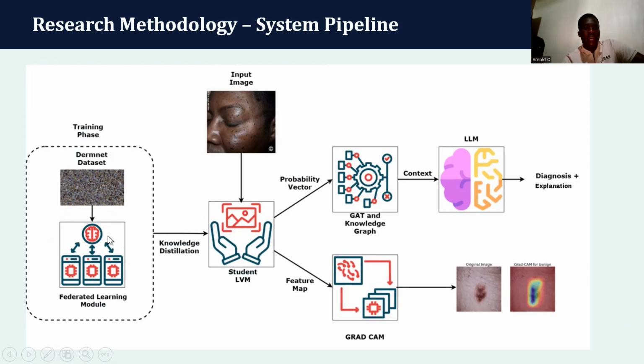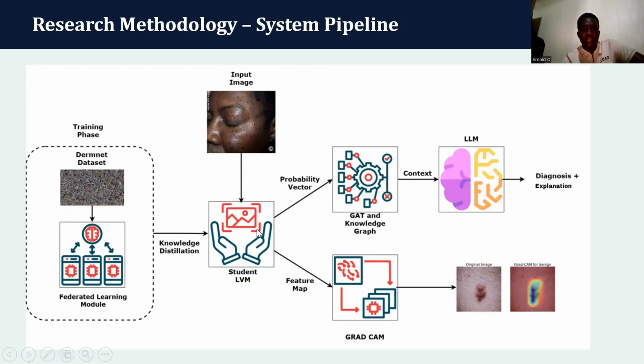Then the main model, the CLIP model, the LVM, was trained based off the DAMNET dataset. Then after this is the whole teacher LVM, so it's compressed into a smaller student LVM. This is the process of knowledge distillation. So in this stage, this is now deployed on the different smart devices.